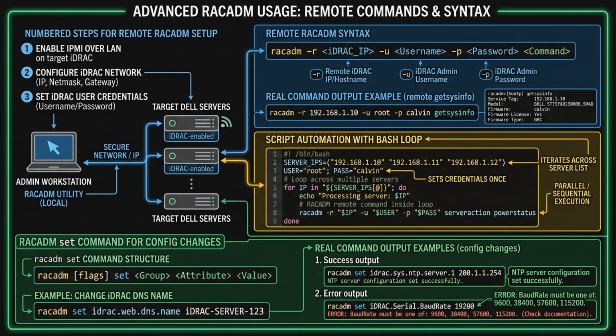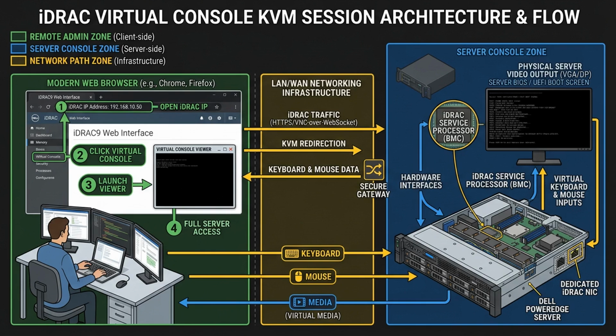You can write bash scripts to loop RACADM across server lists. Use racadm set to change iDRAC configuration remotely. Use racadm get to retrieve any current configuration value. Remote RACADM is the foundation of Dell server automation. Always use dedicated service accounts for remote RACADM access.